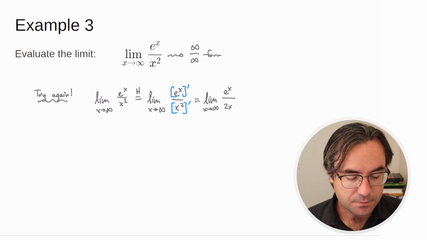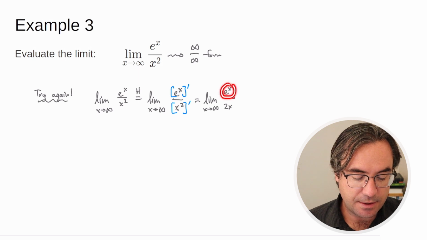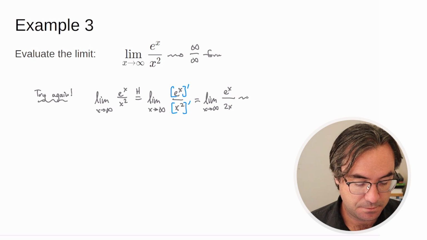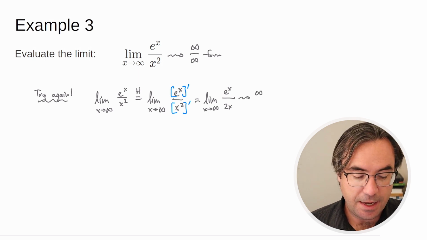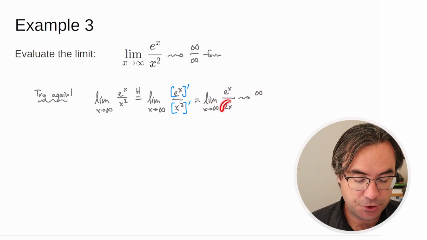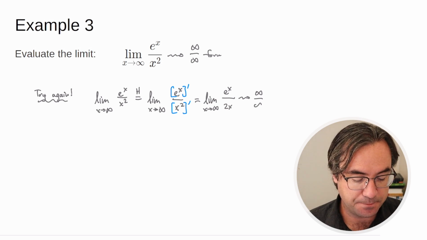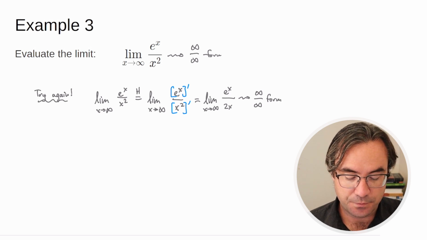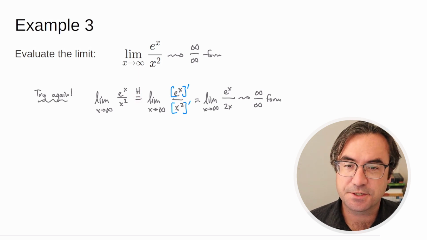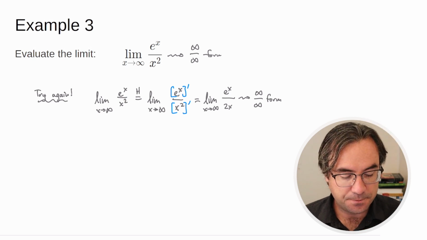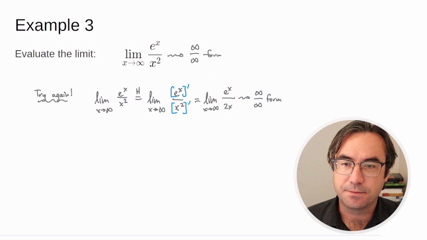So in this case, e to the x is still getting really big. And as x gets really big, 2 times x is also going to get really big. So that's also going to go to infinity. So we've done L'Hopital's rule once, and we still have an indeterminate form. So sometimes you have to use it more than once. So we try it again.